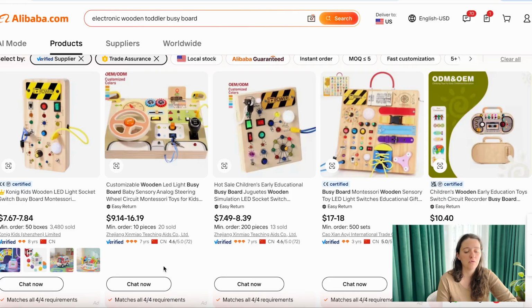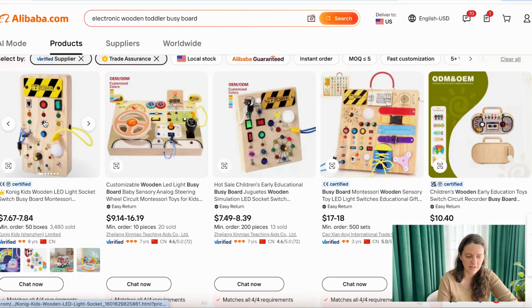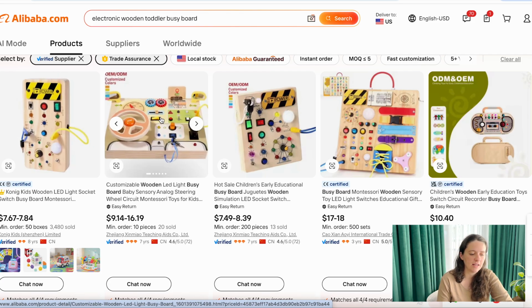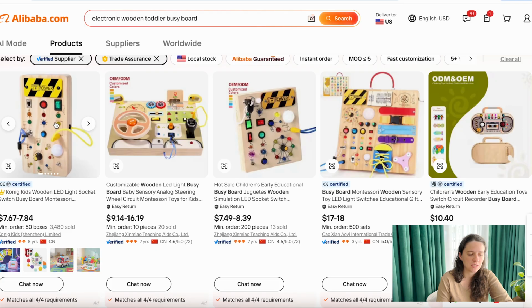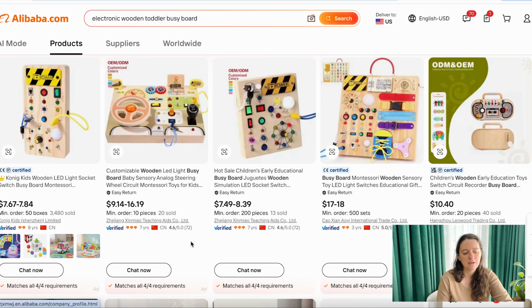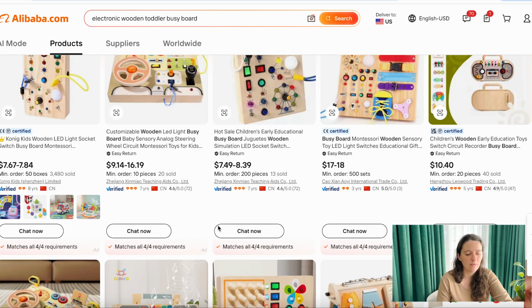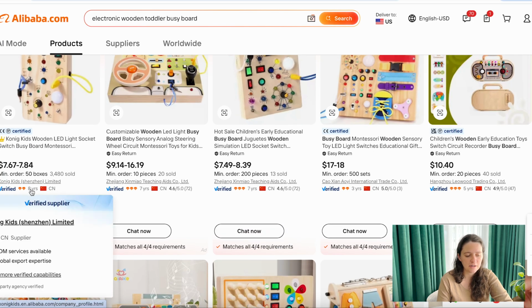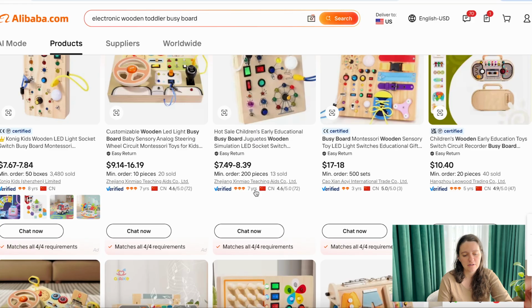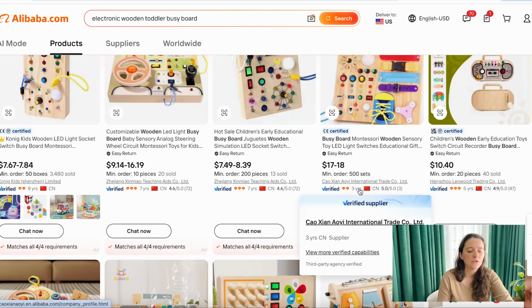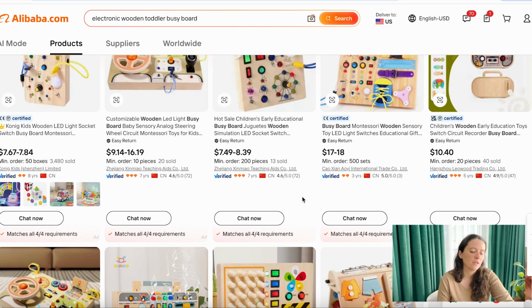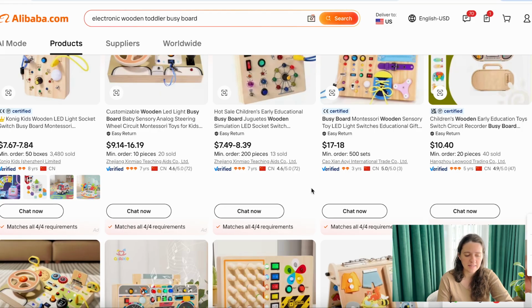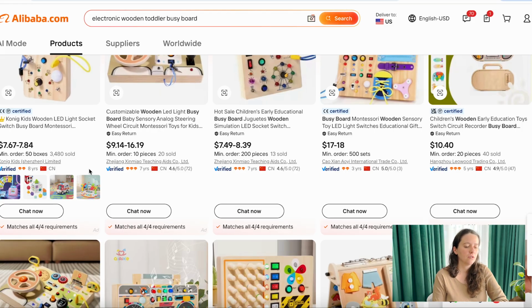And I'm looking for a wooden toddler busy board that's similar to this, so something like a rectangle shape with some switches and lights and bulbs. So the first thing I do, I look at how many years they are in business. Here they are 8 years, 7 years, 7 years, 3 years. So I choose the ones that have the most years in business. So let's choose this one.